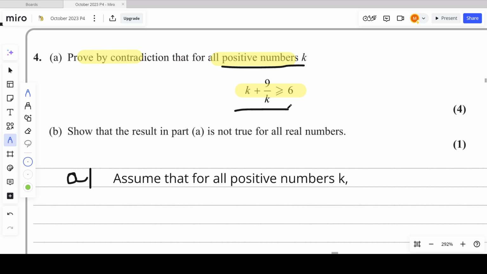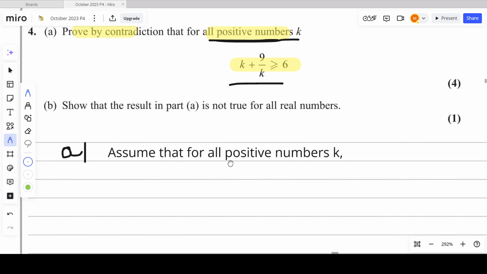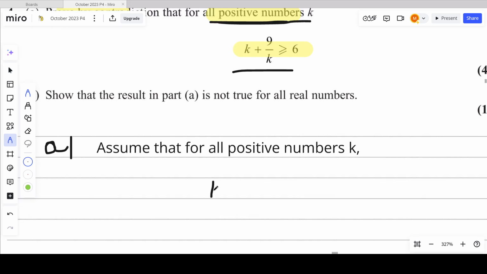For all positive numbers k, this is just a condition given. We will not make any assumption on the given condition. So assume that for all positive numbers k, we will assume what? Should we make the plus a minus? No, the expression is k plus 9 over k, it will be as it is. But in the inequality we will make some changes in the sign. It is greater than or equal to.